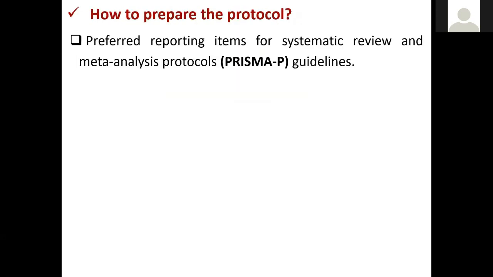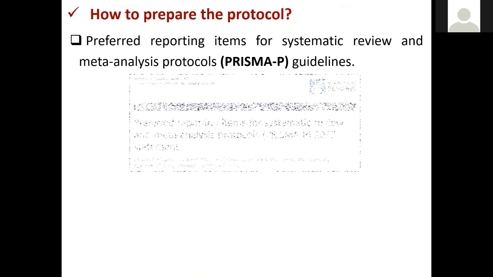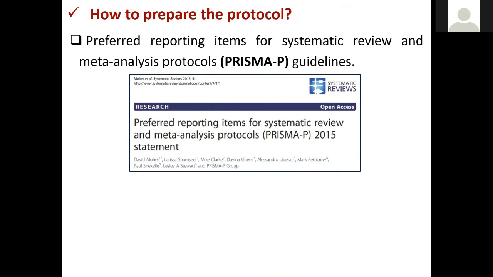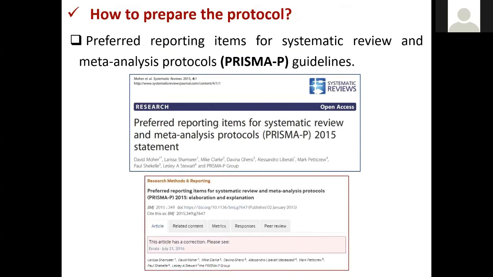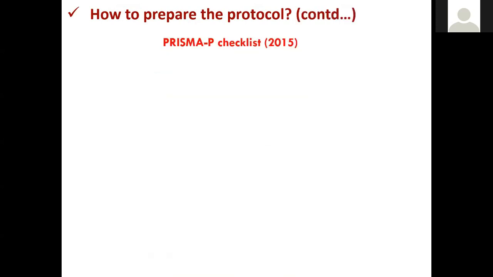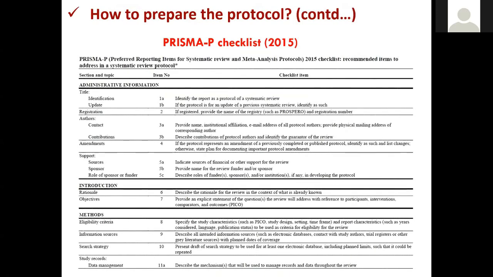So for preparing the protocol also, there are guidelines. I've already mentioned about PRISMA guidelines for reporting systematic reviews. Similarly, for reporting protocol, there is another set of guidelines based upon the PRISMA framework, which is known as PRISMA P. These were reported in 2015, and there are companion papers available. These are very user-friendly and easy to understand. So this PRISMA P checklist also has a number of items that are to be addressed while writing the protocol.